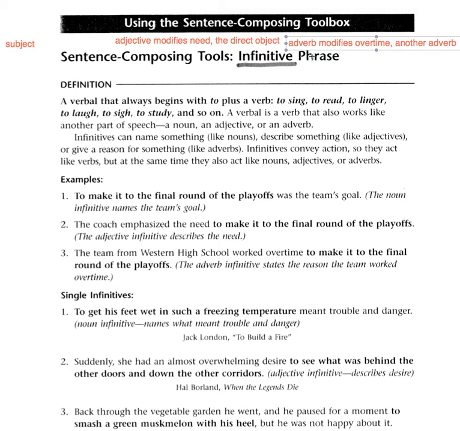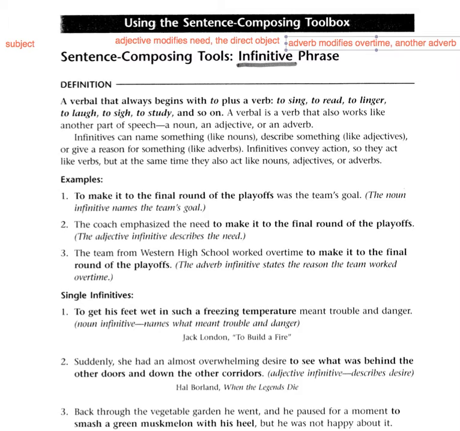We're talking about infinitive phrases, not just the single infinitive, to read, to sing, to linger, but that is what the phrases will begin with. All right, a verbal is a verb that works like another part of speech. Infinitives can work as a noun, an adjective, or an adverb. Infinitives can name something like a noun does. It could describe something like an adjective can, or it can give a reason for something, answering where, or when, or to what extent, like adverbs do. Infinitives do convey some kind of action, so it seems like they're acting like verbs, but truly they are acting like nouns, adjectives, or adverbs.